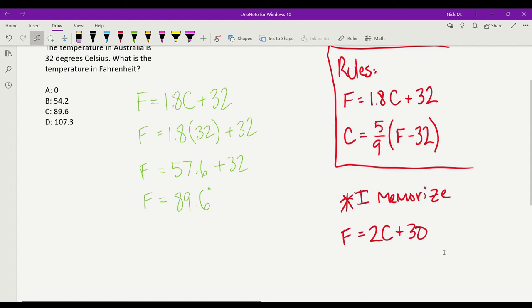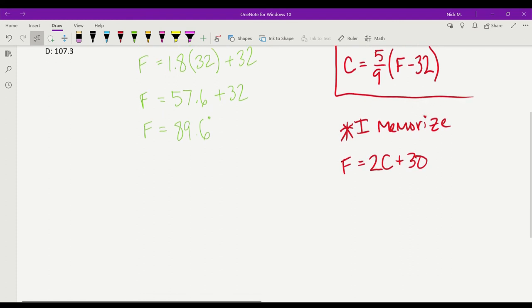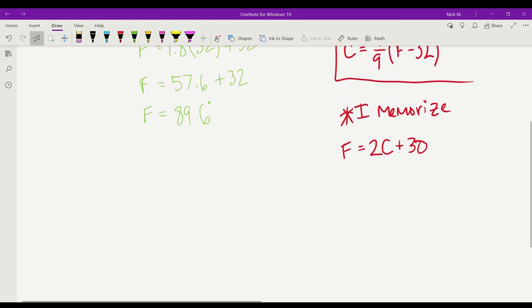So this equation here is not true. That is not a perfect formula. This is the one that will give you the exact answer. But this one, F equals 2 times C plus 30, I can do that in my head. And it'll give you an answer that's about right, probably just a little bit high. So I'll just run through this really fast so that you can see that it'll still give us a fairly accurate number.